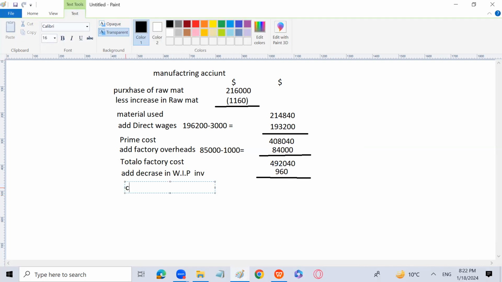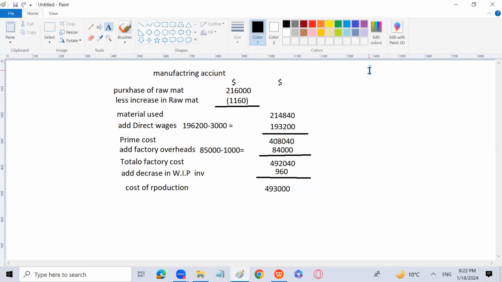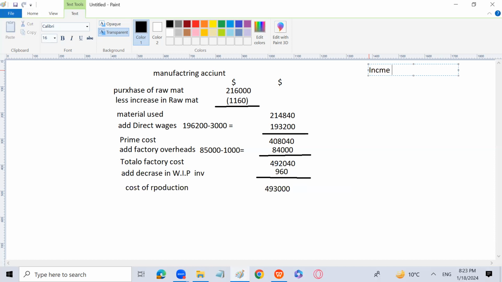So if you just look at the question, it's quite simple and not that lengthy, but it is more conceptual. So what is the answer of cost of production after adding 960, which is the decrease in work in progress? 492,040 plus 960, 493,000. So here we are able to calculate the cost of production, and we know that we have to prepare the income statement also. But cost of production will not end over here.